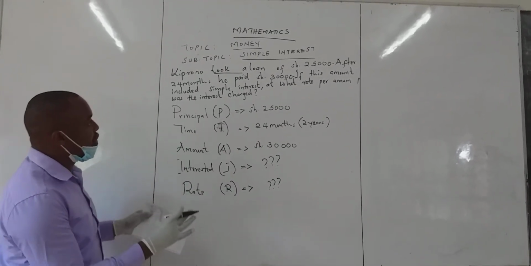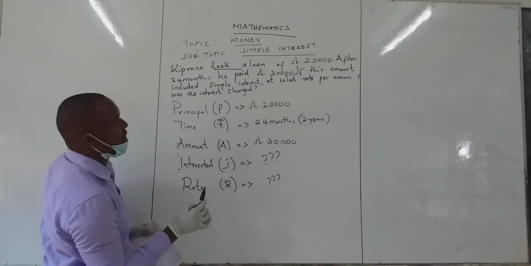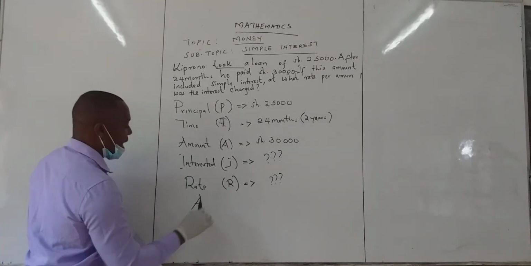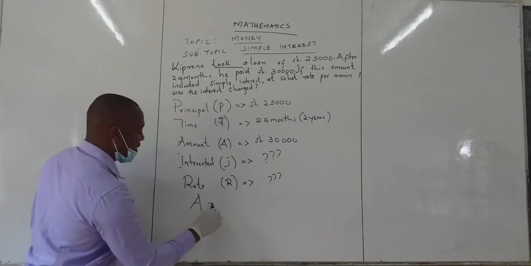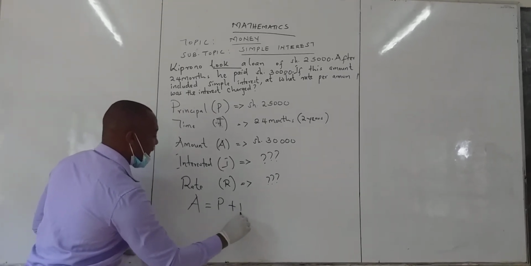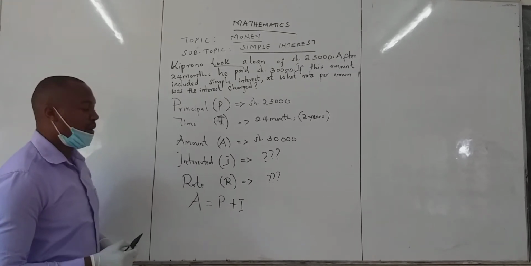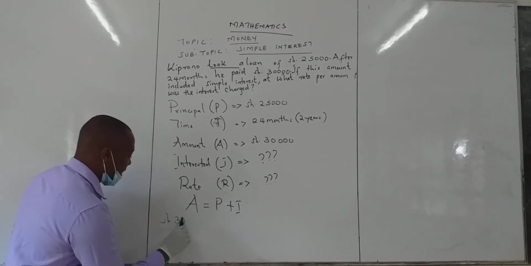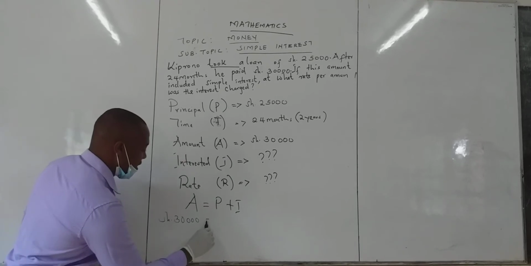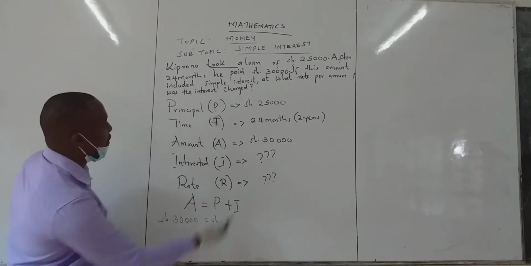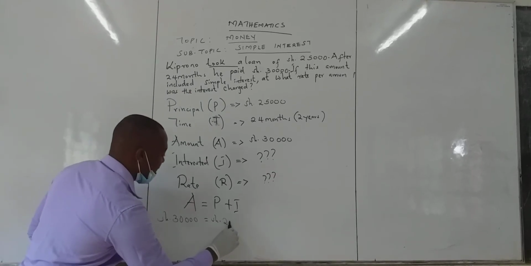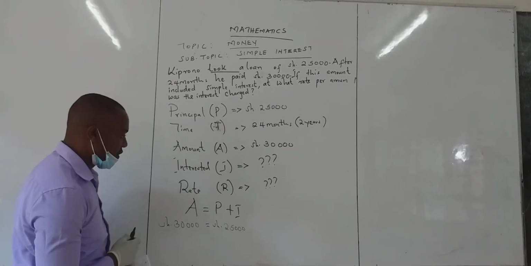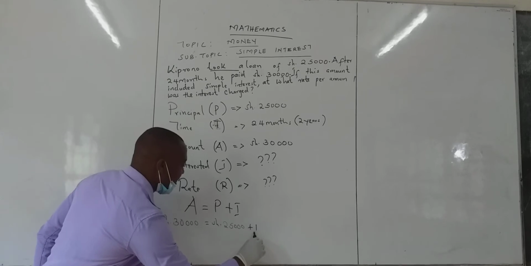Where do we start? Because we've been told that this amount, which is 30,000, included the simple interest, we have the formula: amount is equal to principal plus interest. We have the amount here. Amount, 30,000 shillings, is equal to the principal. We have been given the principal there. The principal is 25,000 shillings, plus the interest.